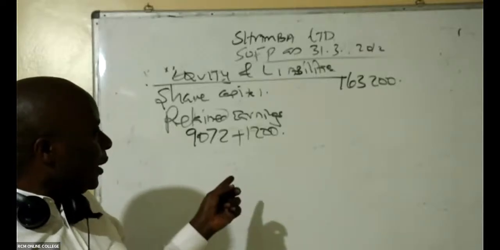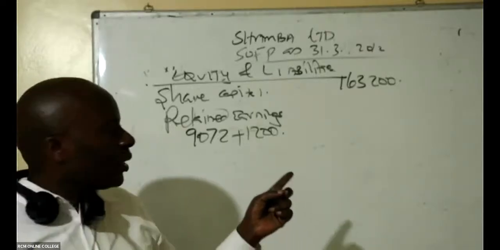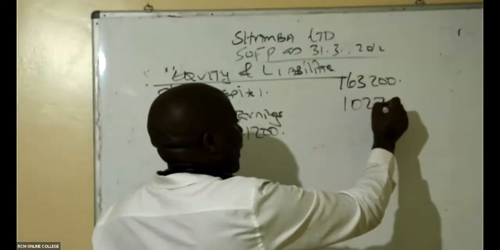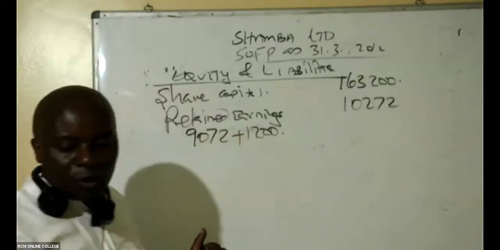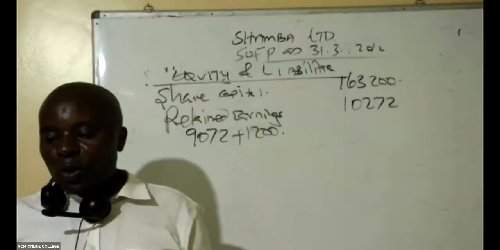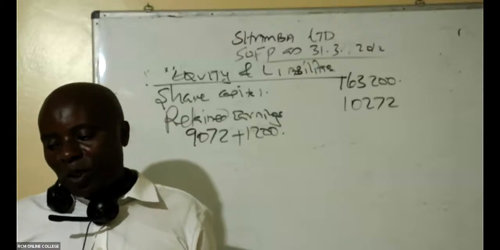I don't think it's very hard. Yeah, 10,272. I don't know why students are really hesitant, but I think 10,272 is correct. Yeah, Ibisu was confirmed. Margaret as well. So I don't think we have got any other equity component.